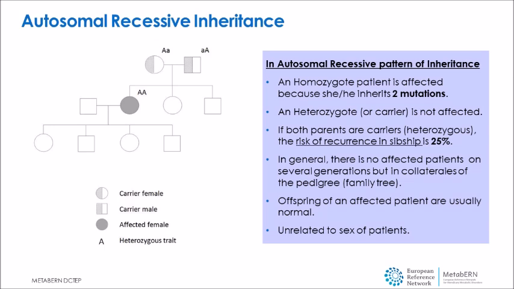In case of autosomal recessive inheritance, in general, we observe other affected members in collaterals of the pedigree, but not on several generations as seen in autosomal dominant inheritance. Unless the affected patient marries a cousin or someone from his family, the risk to have a child affected with the same condition is almost non-existent. Transmission is not related to the sex of patients because mutations are carried by autosomes and not by sexual chromosomes.